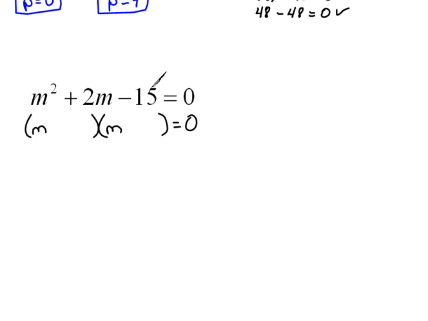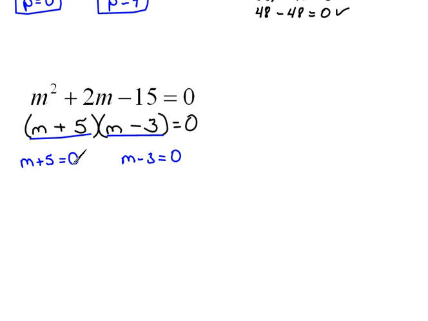And now we have to think of factors of 15 that will somehow give us a 2. So I'm thinking probably 5 and 3. And the way they'll give us a positive 2 is if we do a positive 5 minus 3 would give us a positive 2. Now we do have two things multiplied together equals 0. So we could take each one of those factors and separate them apart. Either m plus 5 would have to be 0, or m minus 3 would have to be 0.